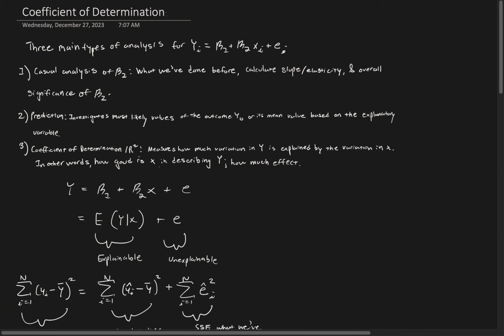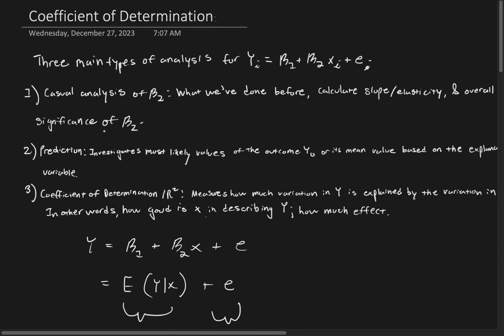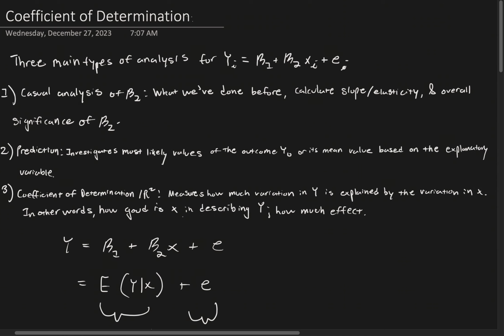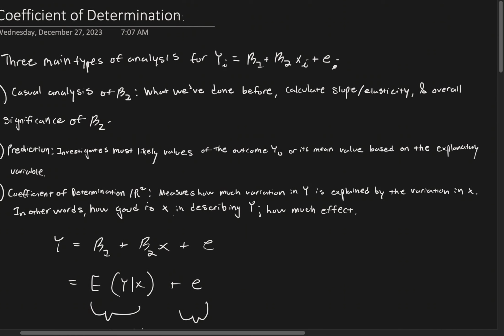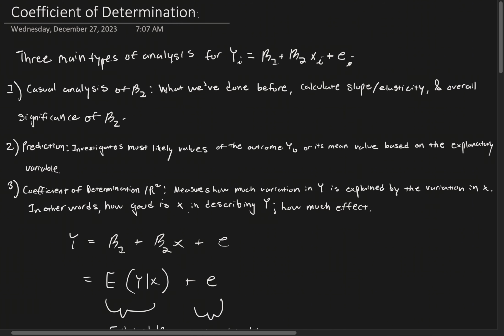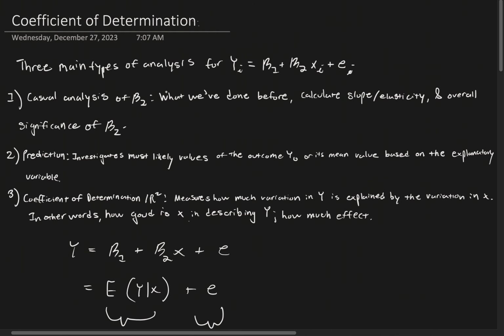Alright, in this video, we will go over the coefficient of determination, also known as the R squared. So when it comes to types of analysis for the regression equation, more so for the beta squared, there are three main types of analysis. So the casual analysis of beta squared is kind of like what we've done before. So, calculating the slope, elasticity, and then kind of just how much of that impacts y.